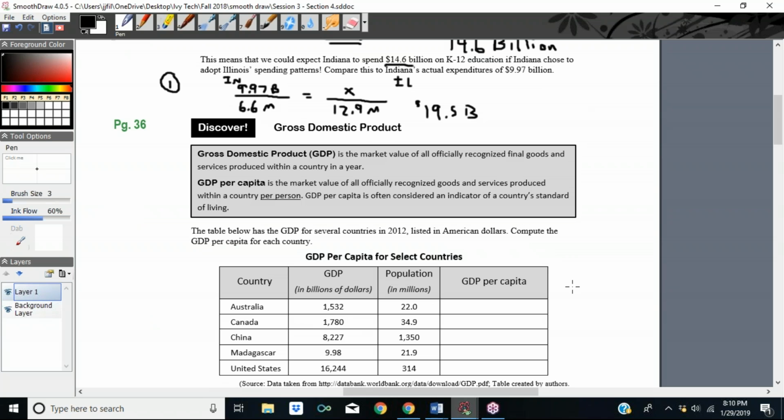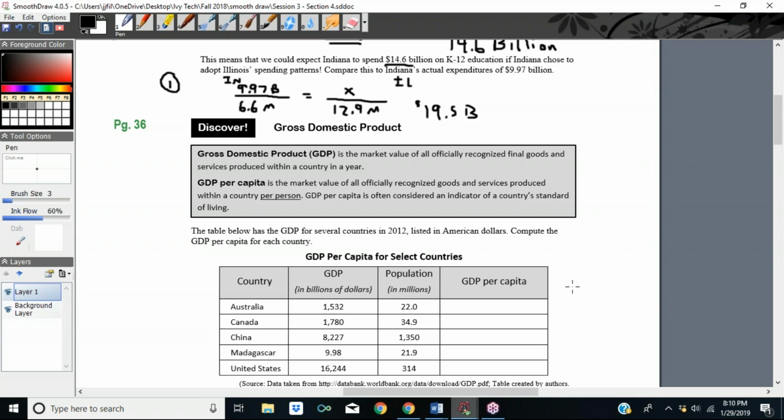We're going to flip over to page 36 here. And it says, we're going to look at the gross domestic product. It says the gross domestic product, GDP, is the market value of all officially recognized final goods and services produced within a country in a year. So it's like this basket of goods and services that we compare every year. How much does it cost? How much did it cost this month versus how much did it cost next month? And then the following month, and we can look at them year to year also.